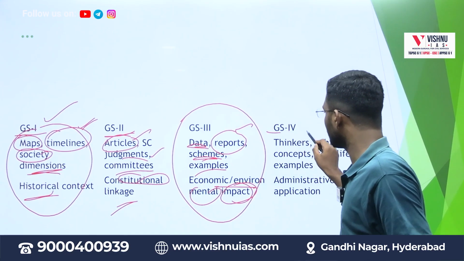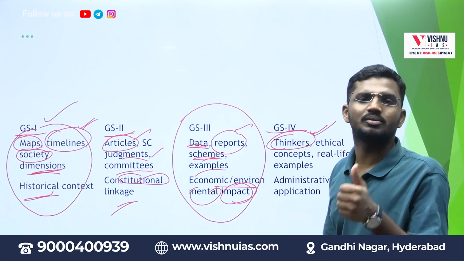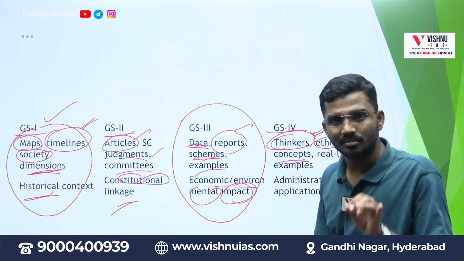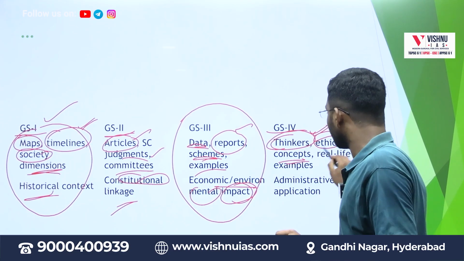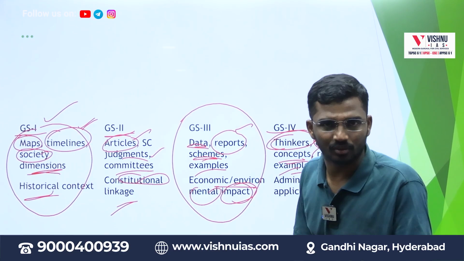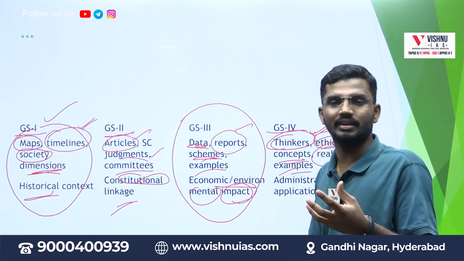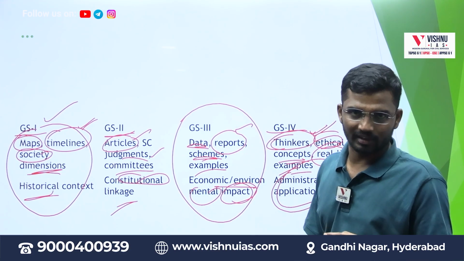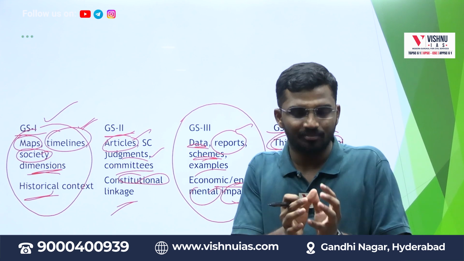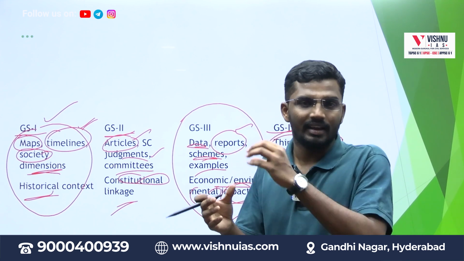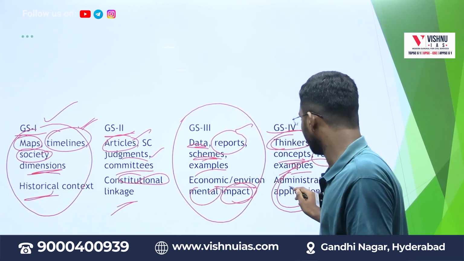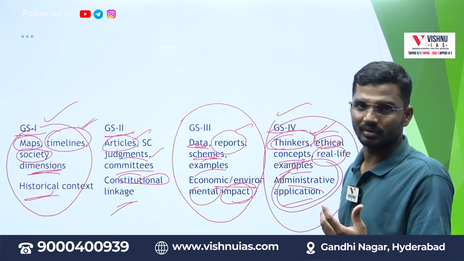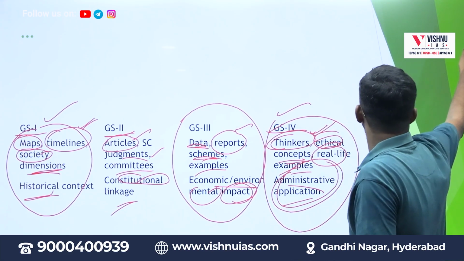And coming to GS4, always you should mention at least one thinker in your answer. Thinkers are very important. Ethical concepts are important. Terminology is very important. Real life examples, we call them anecdotes. So real life anecdotes are very important in introduction or conclusions. And last one is administrative application. How you apply that integrity, objectivity or impartiality in the governance. That is very important. Such things need to be taken care of when you write GS1, 2, 3, 4 answers.